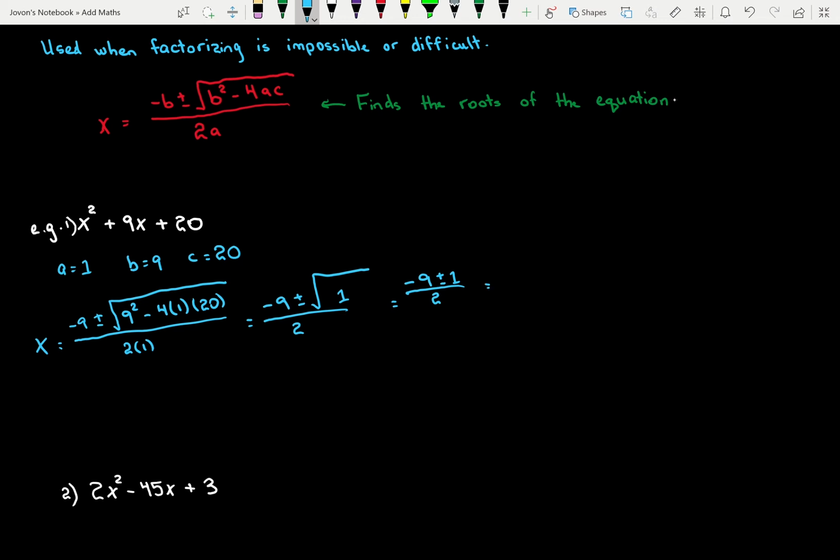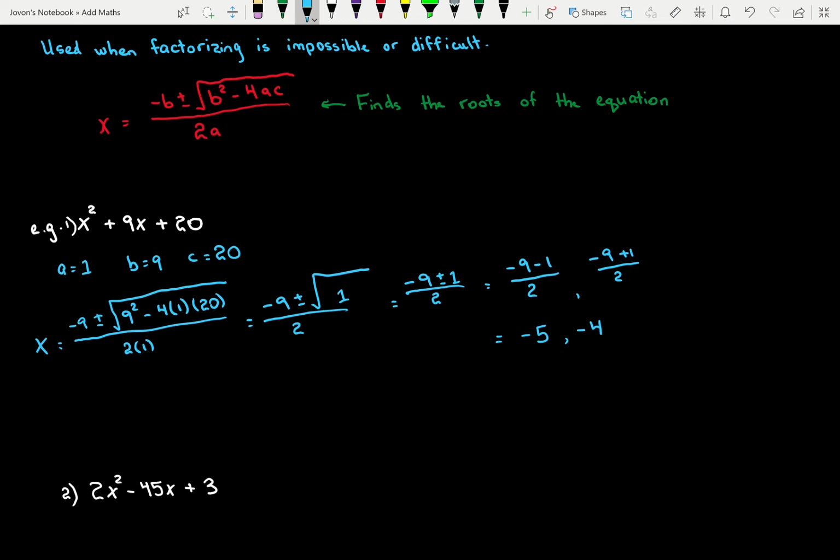Which would equal, so you get two results. The first one would be minus 9 minus 1 all divided by 2, and then we'll also get minus 9 plus 1 divided by 2. Minus 9 minus 1 is minus 10, divided by 2 is minus 5, okay? And minus 9 plus 1 is minus 8, divided by 2 is minus 4.